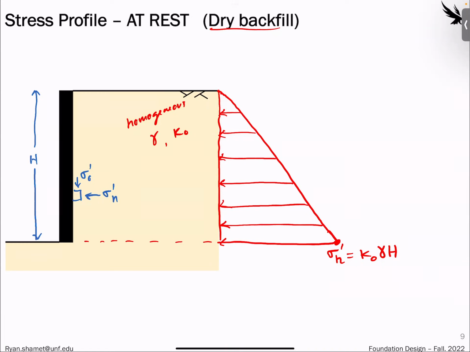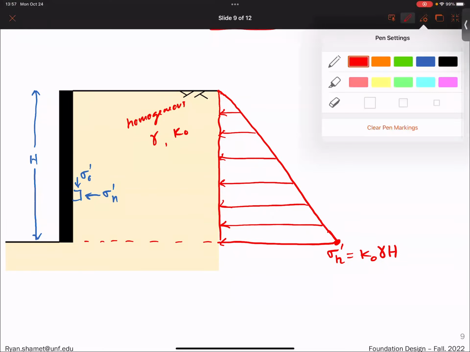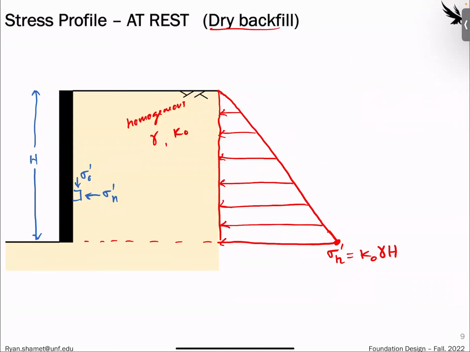So I mentioned some of the other ones previously, but let me show this then. So yeah, this would be the stress. We could also show the resultant force of the at-rest condition by just assuming this is a distributed triangular load, and that we show as a P0. So our at-rest resultant force is just the area of the triangle. So that would be 1/2 K0 gamma H squared.